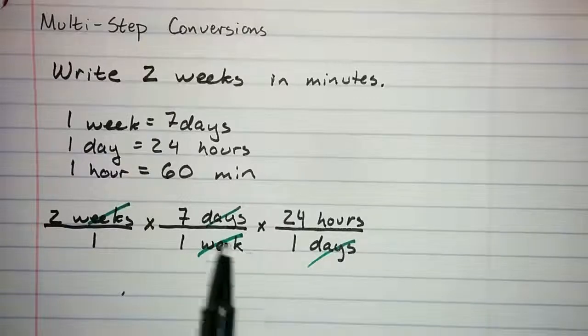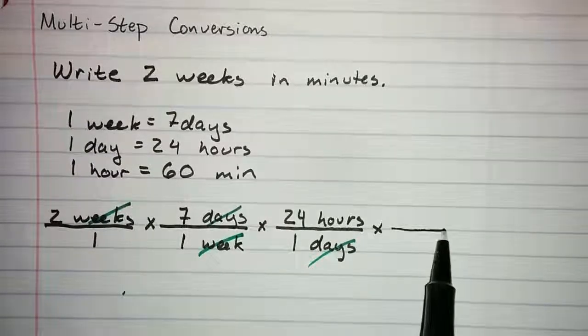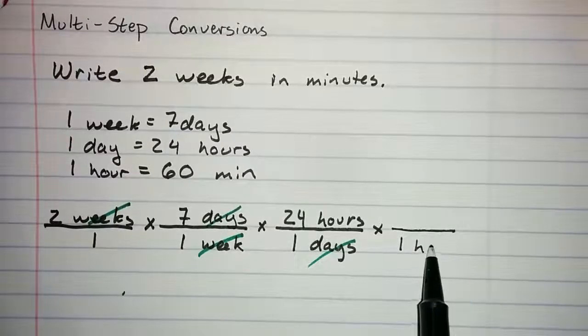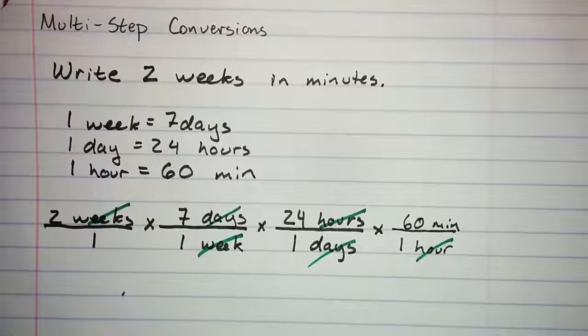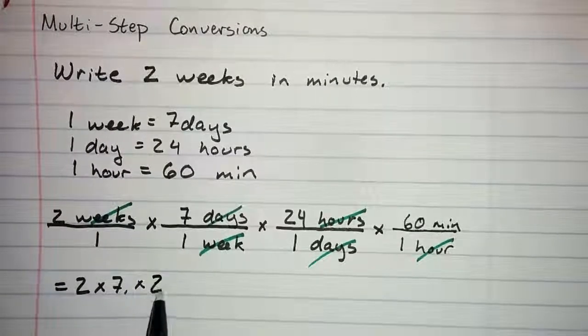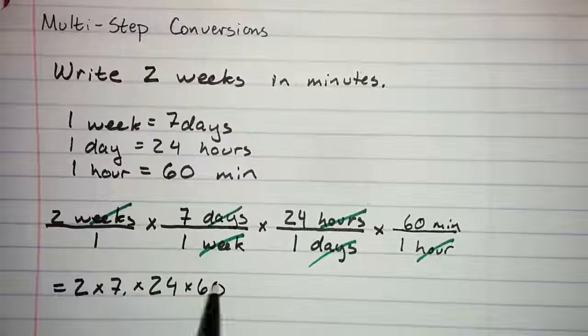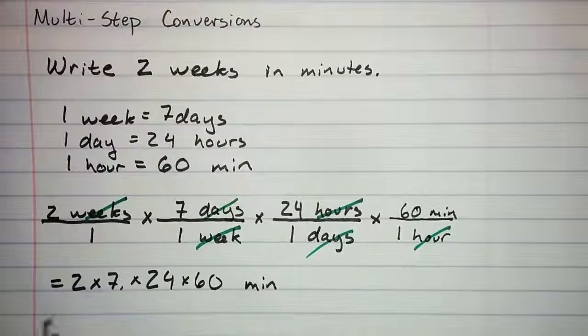And now I can get rid of hours and bring in minutes. 1 hour is 60 minutes. So, wow, this is going to be a lot of arithmetic, right? I'll have 2 times 7 times 24 times 60 all over 1, so I can ignore it. Minutes. Now answering the question is just a matter of arithmetic.